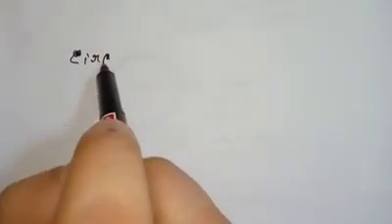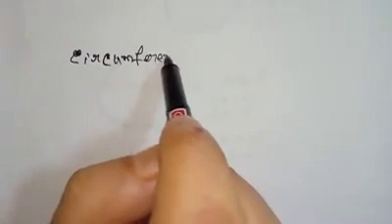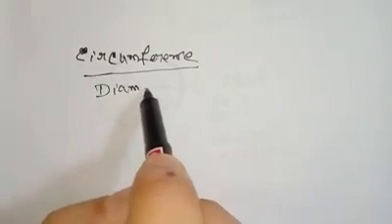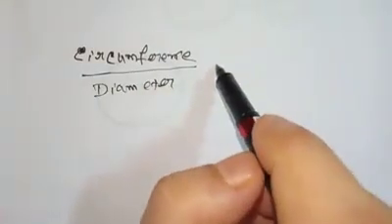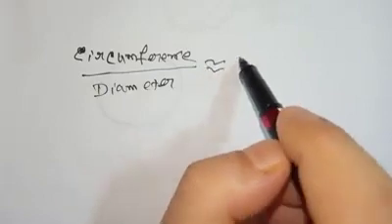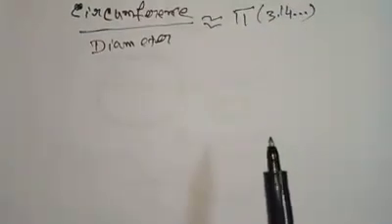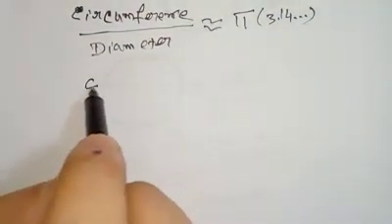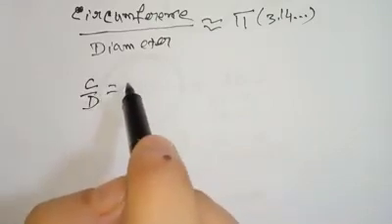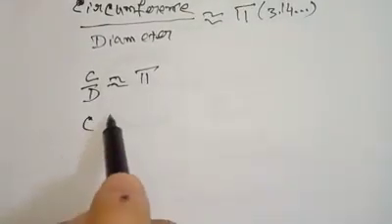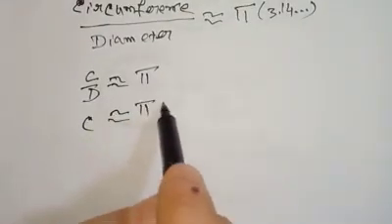So now from here, we can definitely write circumference by diameter is always equivalent, I cannot write equal, it will always be equivalent to pi, that is 3.14 something, right? So if I put it as C by D equivalent to pi, I can say C is equivalent to pi times D.